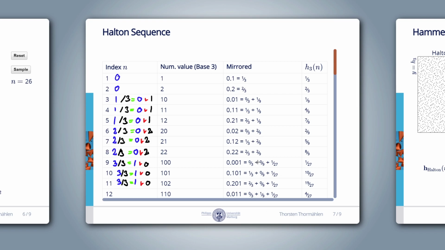Now we are finished with the second digit and continue with the third digit. Again by dividing by the base. 1/9 divided by 3 gives 1/27. For those n's where the integer division by the base is 0, we are done.